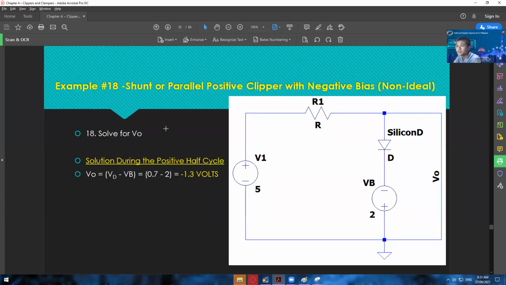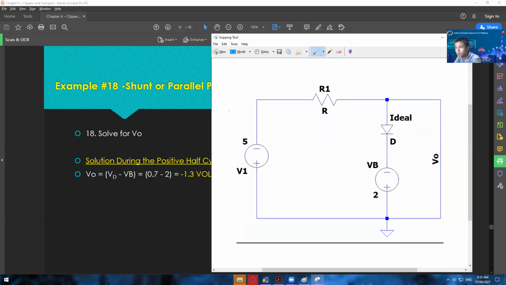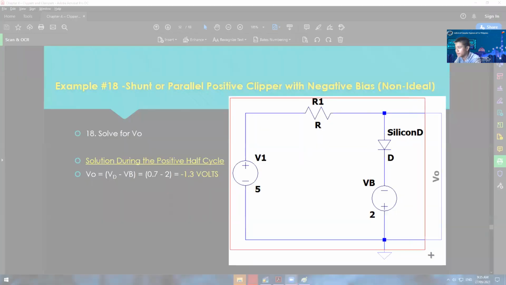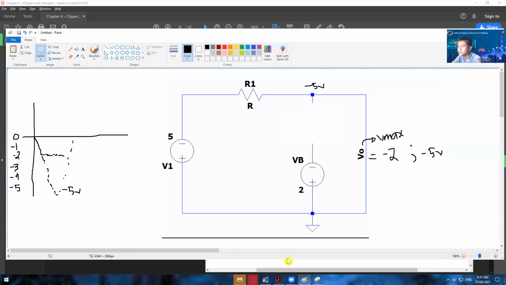Okay. So on example number 18, we have here non-ideal. Same example, but this one now is non-ideal. So positive to positive, negative to negative, and then negative to negative, positive to positive. So same scenario. We will only have one flow of current, whichever is the higher.